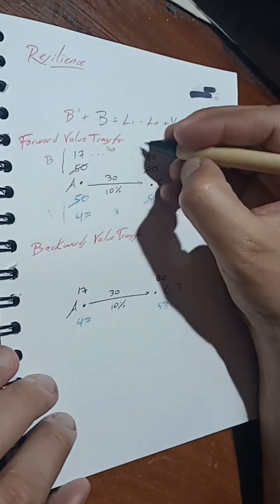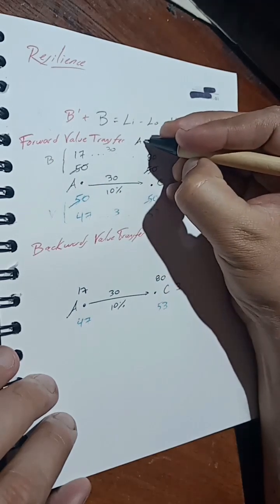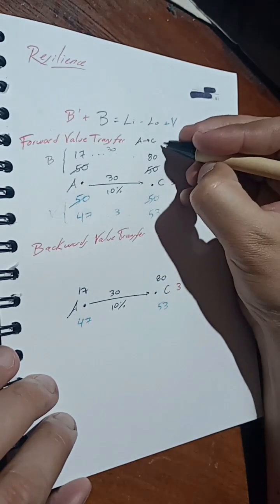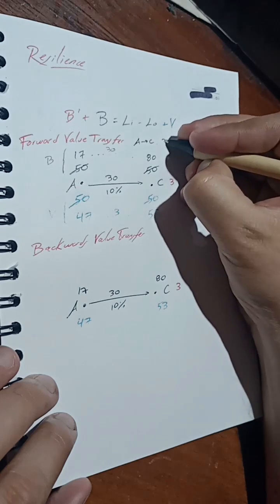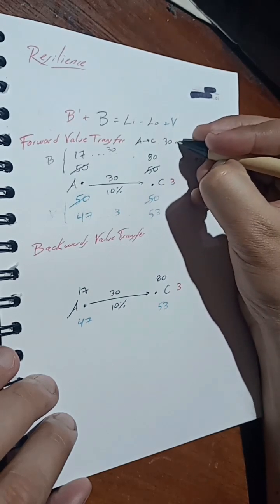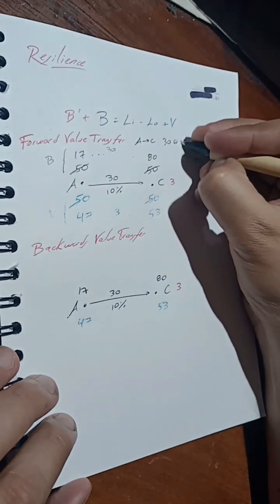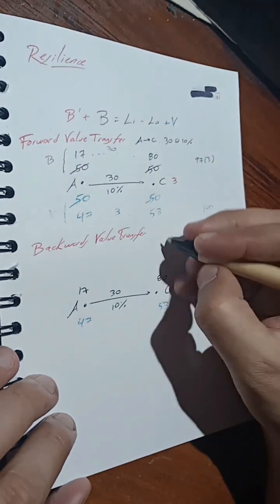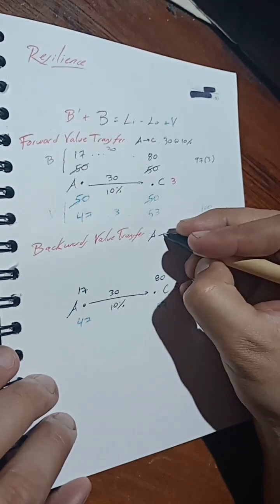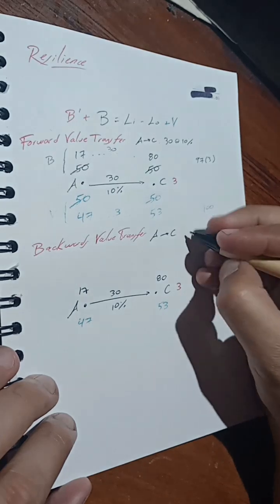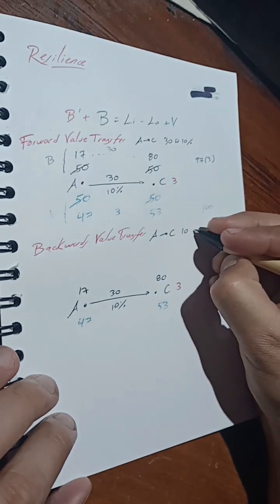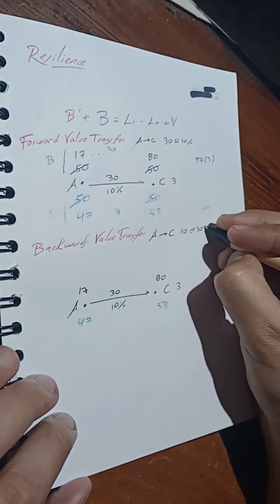So here A sent to C 10 at 30%. So here we're going to have A send C 10 at 30%.